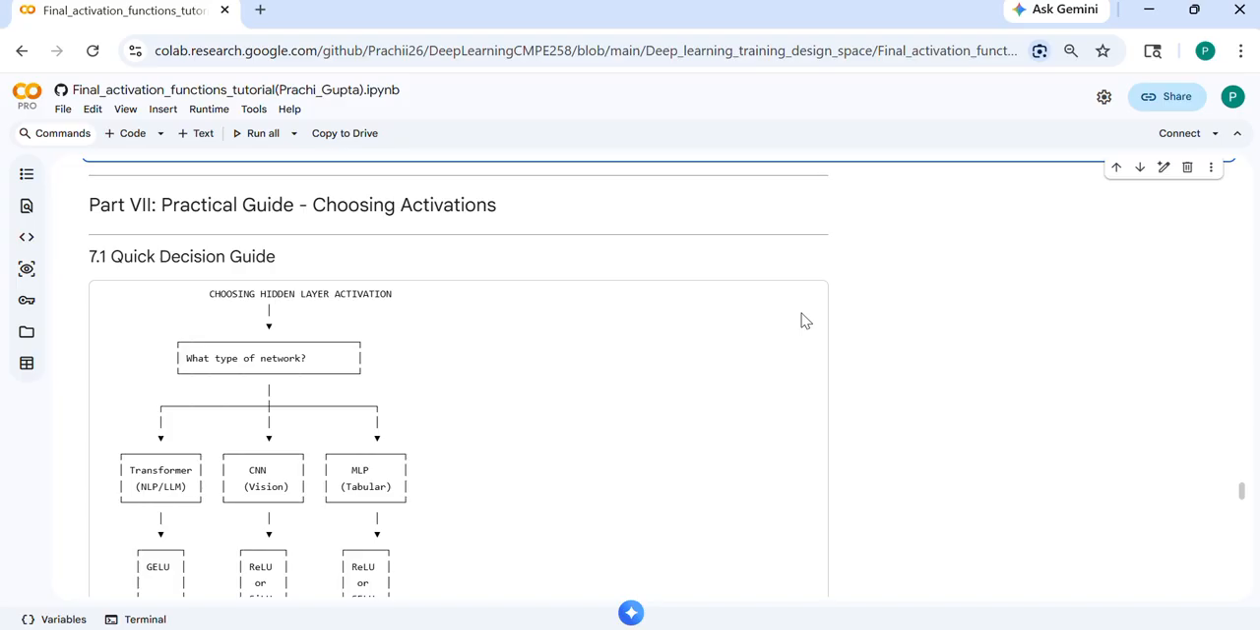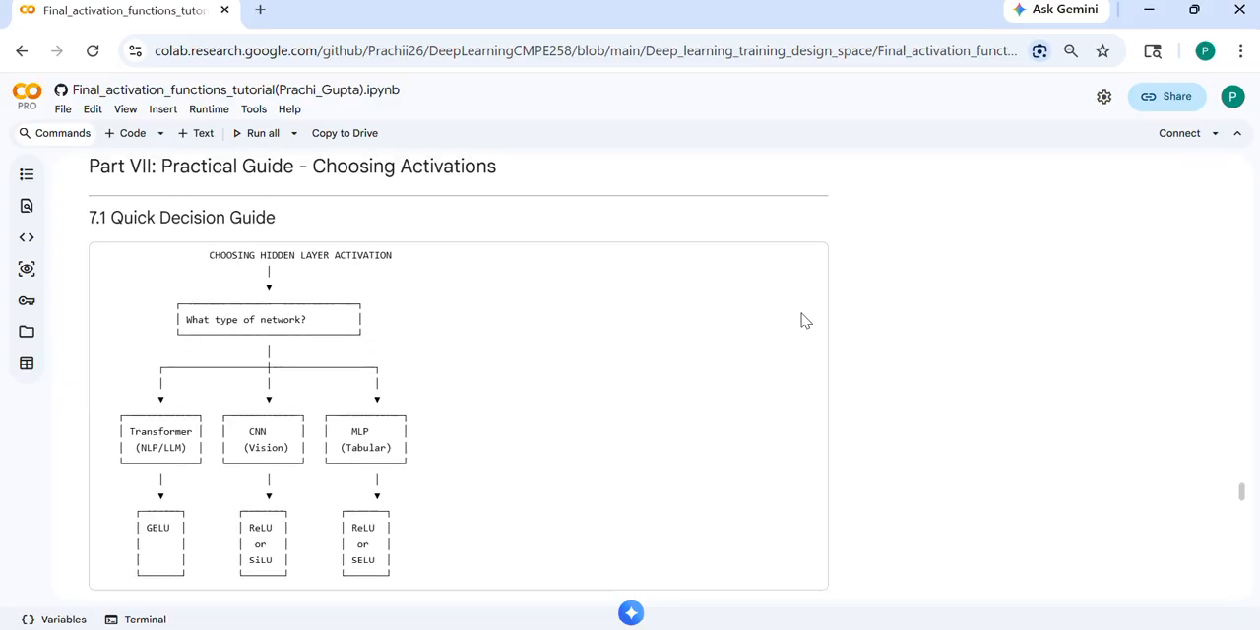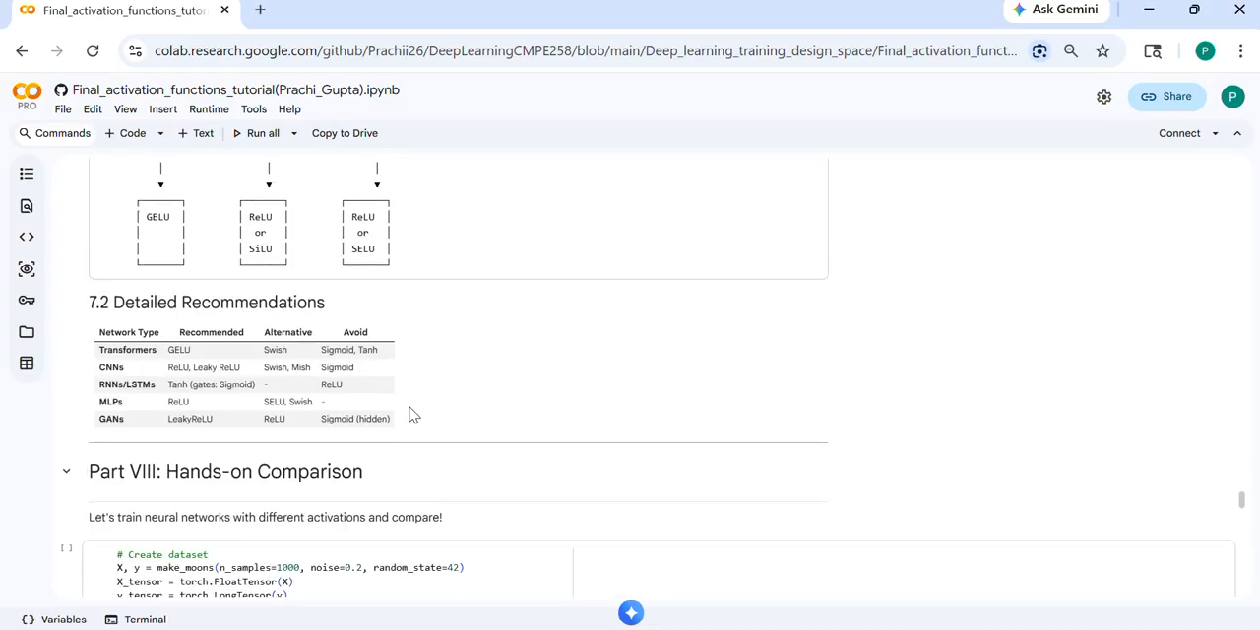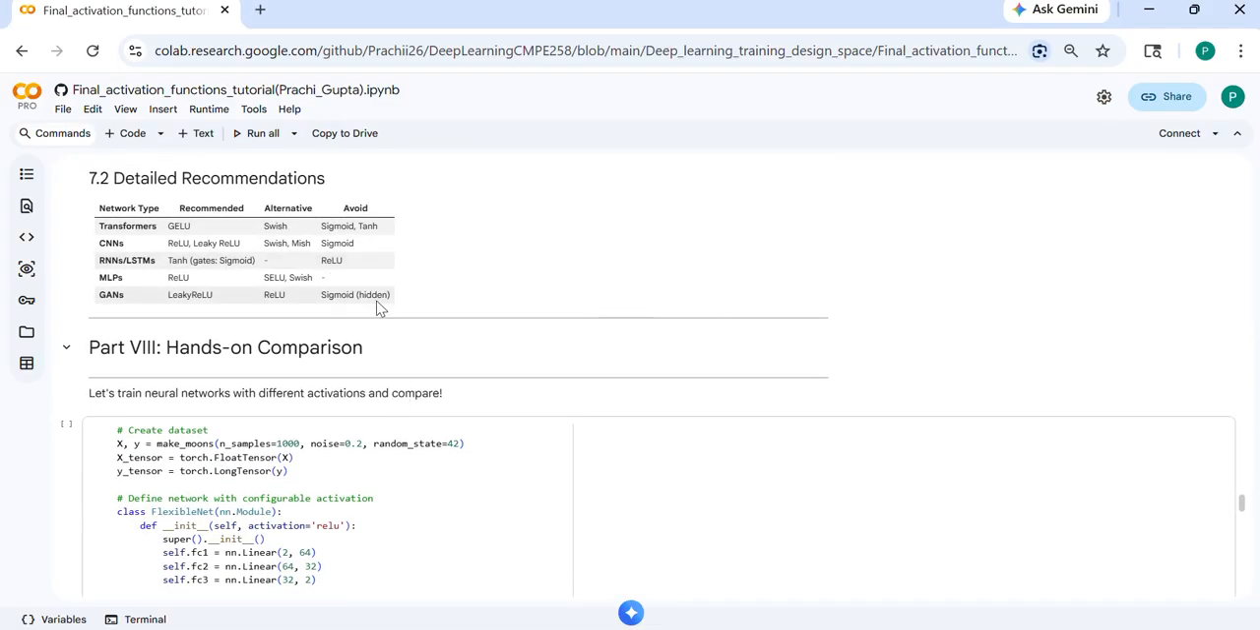Now moving forward, this cell provides practical guidelines for choosing activation functions. For example, GELU is commonly used in transformers, ReLU or SELU is used for CNNs, and ReLU and SELU are used for MLP variants also. So this section helps us connect theory with real-world model design.